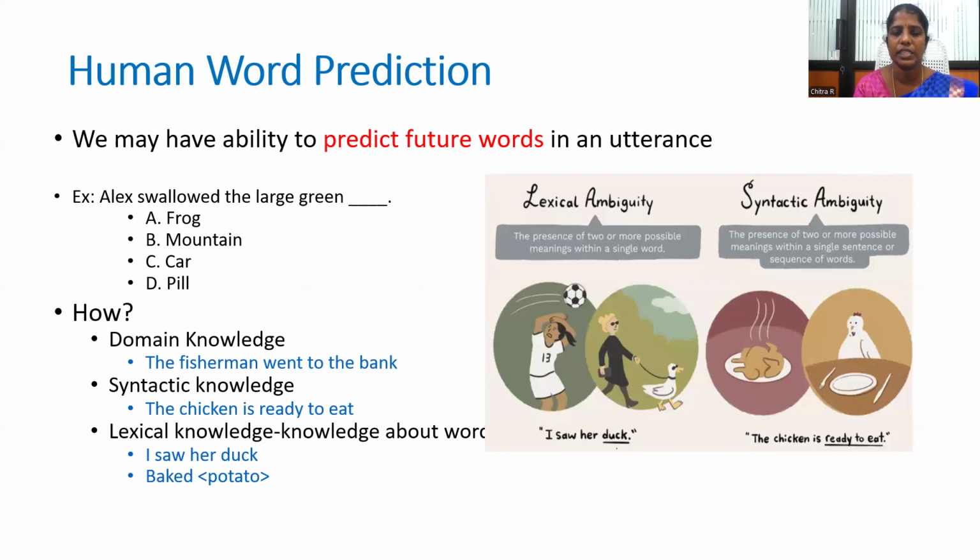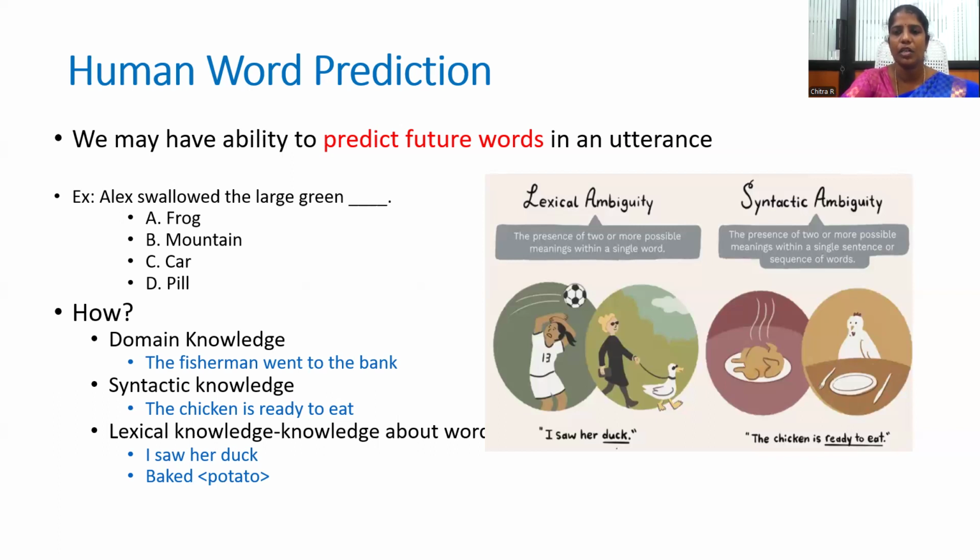And next is syntactic knowledge. Syntactic means, for example, "the chicken is ready to eat". It means the chicken is available here. When you see this chicken, is it ready to eat? No. By the meaning, we will think that it may be a grilled chicken or a fried chicken or something that is ready to eat. That is the meaning; syntactically you are thinking like that.